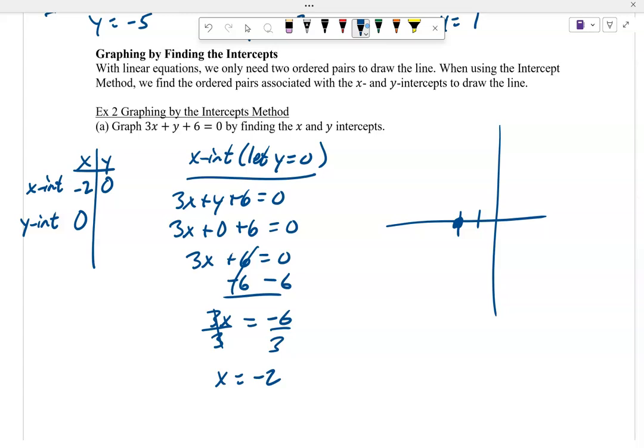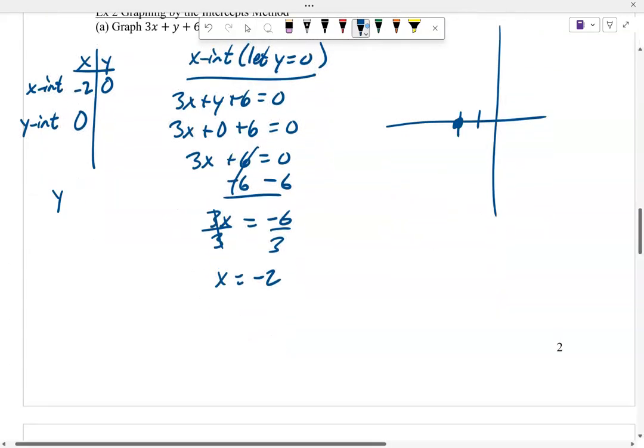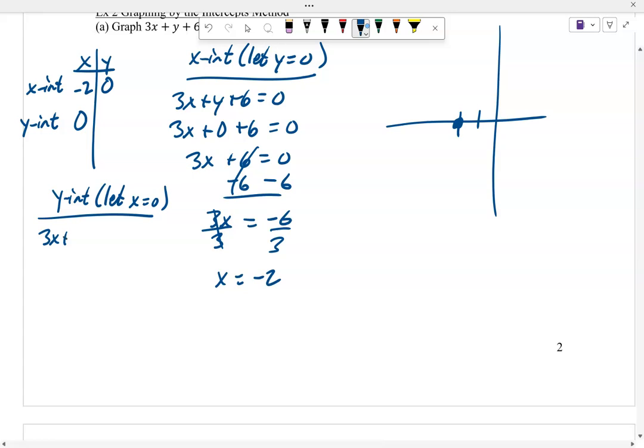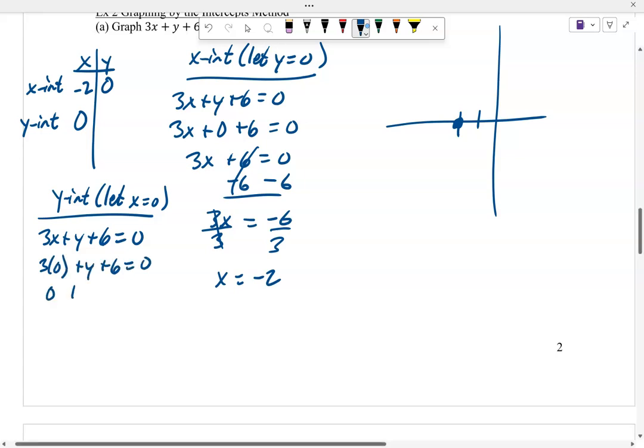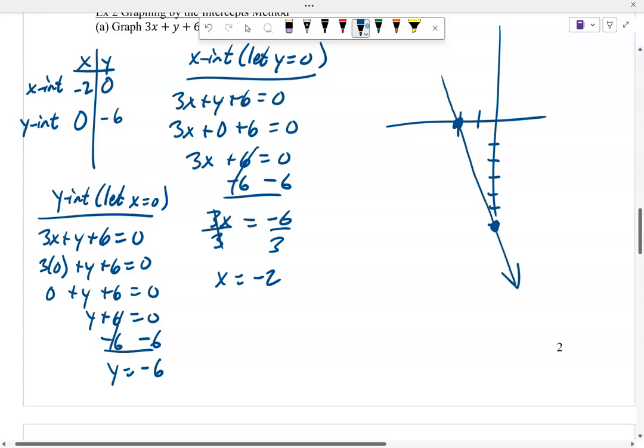That's my x-intercept. Now I'm going to find my y-intercept by letting x be 0 this time. So I have 3x plus y plus 6 equals 0. That's my original linear equation. I'm letting x be 0. 3 times 0 is 0. So I got y plus 6 equals 0, and I subtract 6 on both sides. So y ends up being -6. So I got 0, -6. Again, this is a linear equation, I really only need 2 points to draw a line.